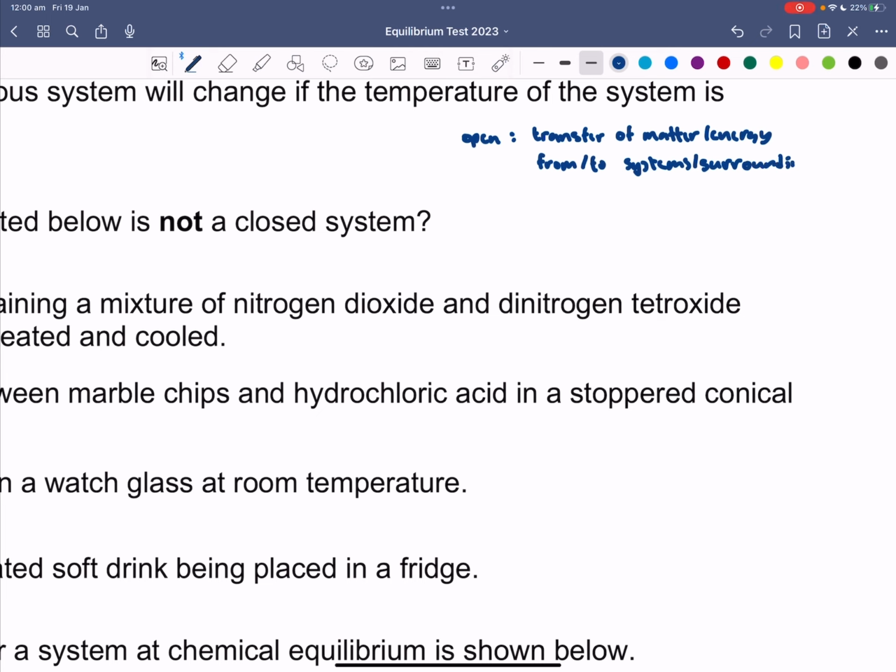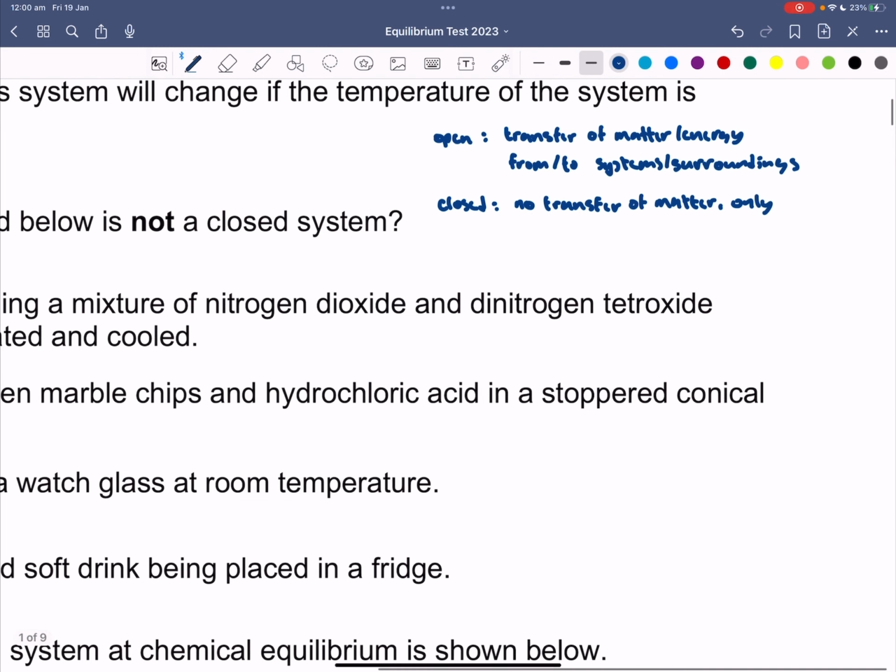Okay, that is what we call an open system. A closed system is where there is no transfer of matter to and from the system, no transfer of matter, only energy. Now, these are the two that we deal with in chemistry, all right?